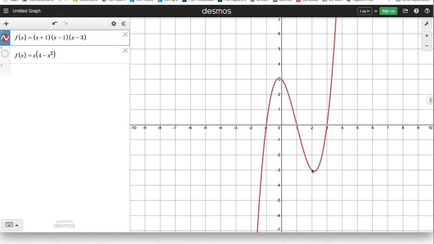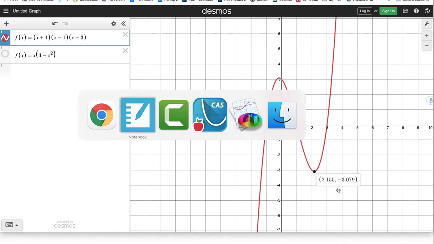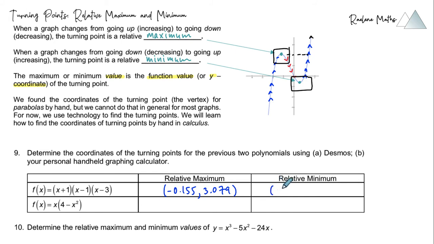Then if we trace along to the relative minimum, it was already there as a gray point. So you can lock onto it and you can see that that point is 2.155, comma negative 3.079. There seem to be some interesting similarities in the numbers here. That makes it easy to copy and put it over here. 2.155 and then negative 3.079. Okay, we can do the same thing for the other graph.